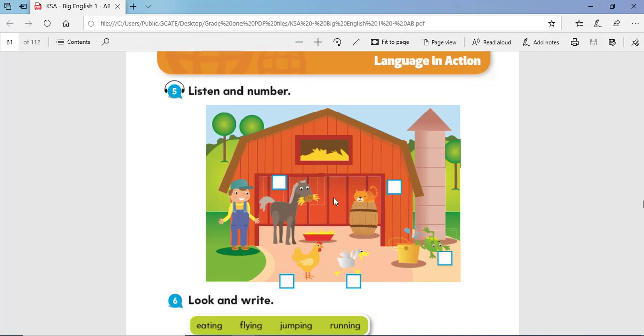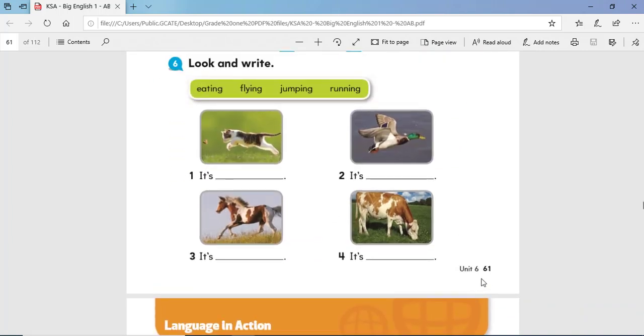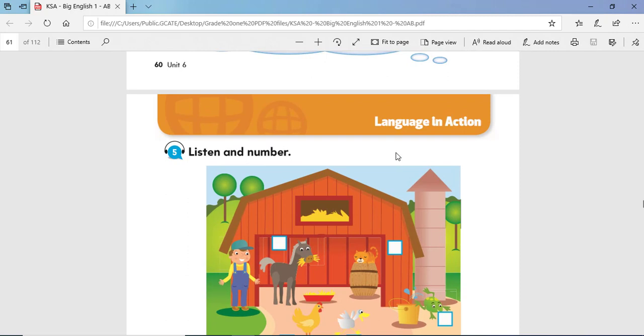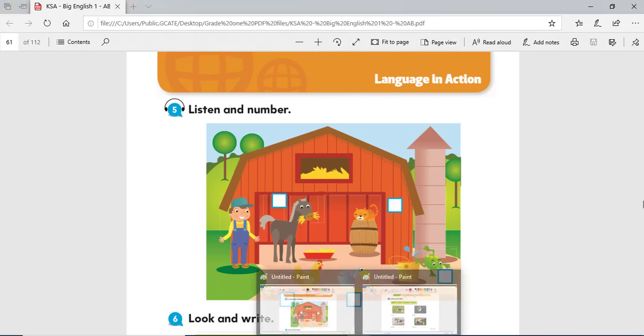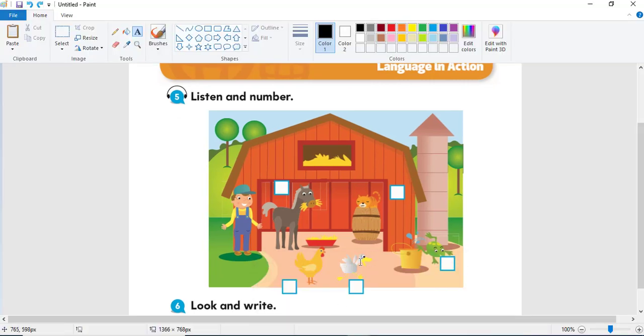Let's open our workbooks, page 61, Unit 6, page 61. Yes, language in action. Question 5. Listen and number. Let's listen and number the pictures. And before listening, I'd like to ask you, what can you see in the picture?